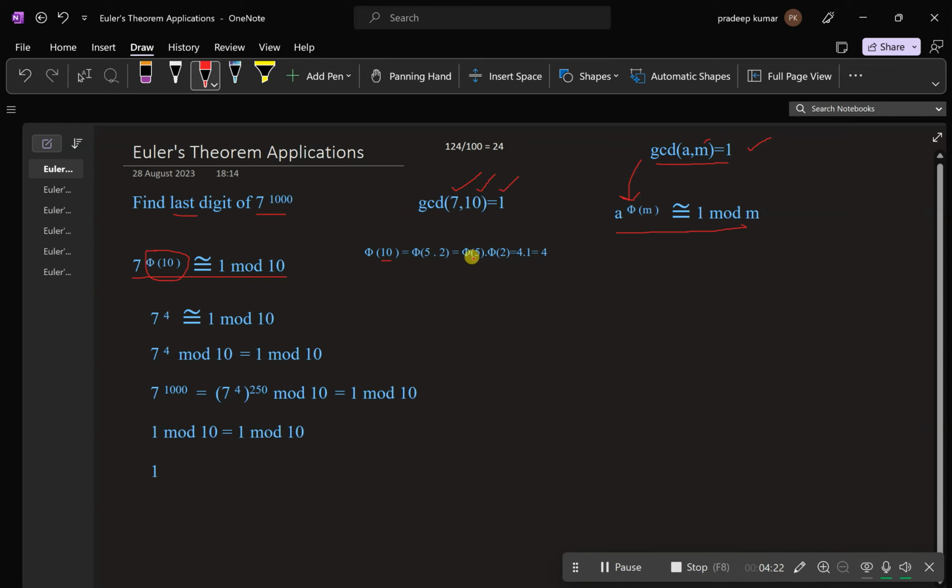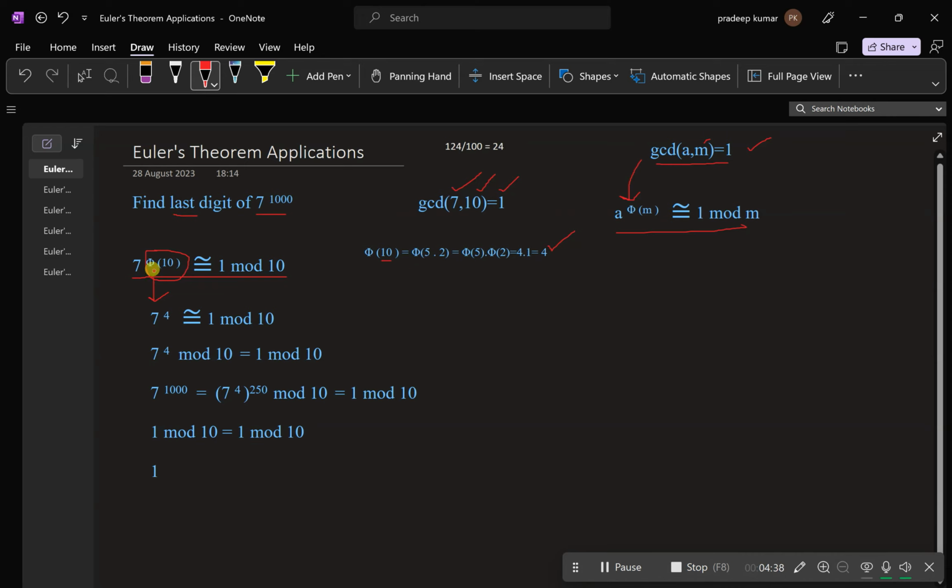So phi of 5 is equal to 5 minus 1, that is 4. Phi of 2 is equal to 2 minus 1, that is 1. So 4 into 1 is 4. So what is phi of 10? Phi of 10 is 4, isn't it? So here, now I am directly substituting it.